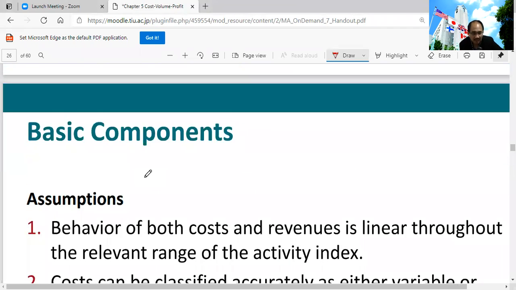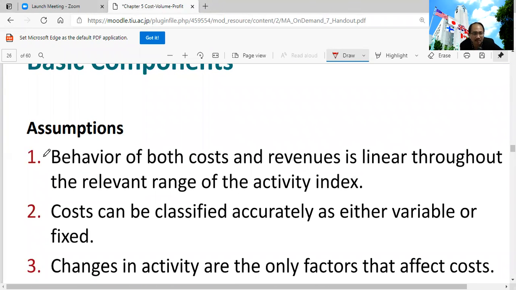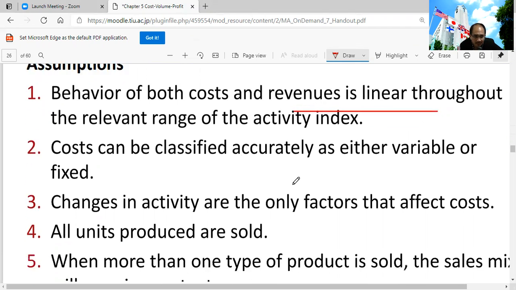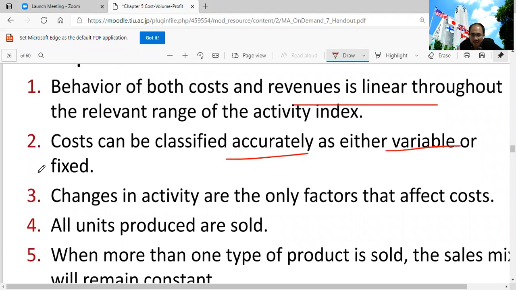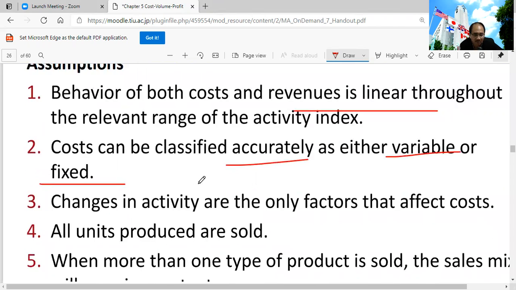But again, don't forget that we do the calculation based on assumptions. Recall, assumptions simplify the model. Assumptions create limitations, but without assumptions, the model would be very complex. So the behavior of both cost and revenue is linear throughout the relevant range of the activity index. Costs can be classified accurately as either variable or fixed. In reality, this is a big problem. Sometimes it's difficult to accurately classify costs.